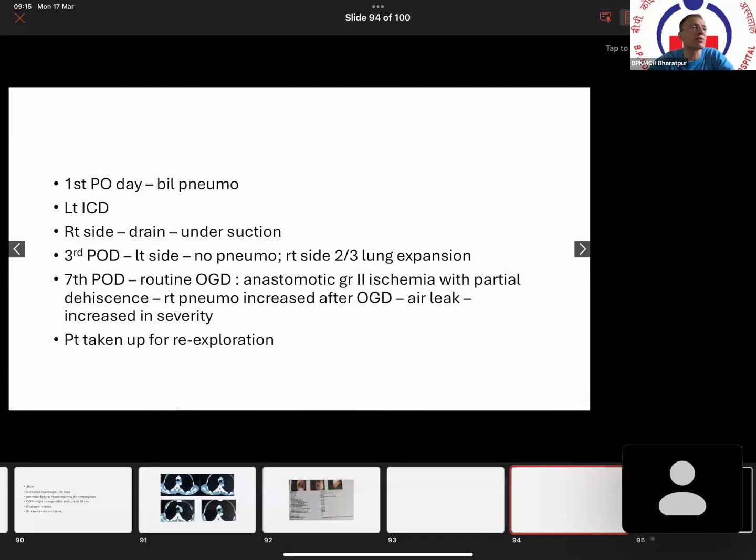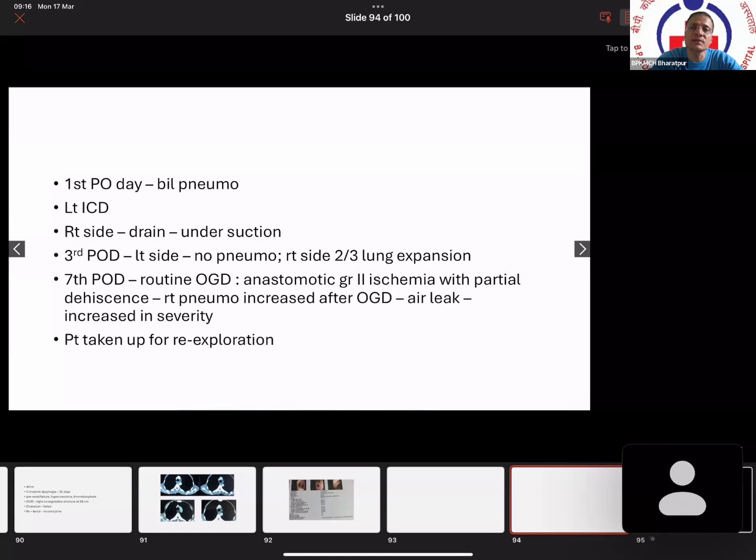That caused the pneumothorax. But it could have been only the right side. Why the left side? We didn't have an answer for that. But the left-sided pneumo resolved in one day. Right-sided pneumo, after suctioning and putting in the suction tube, partially resolved, not complete expansion, but two-thirds of the lung was expanded. Meanwhile, the patient was stable, no tachycardia, no fever.